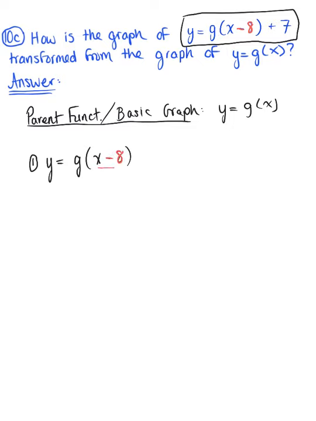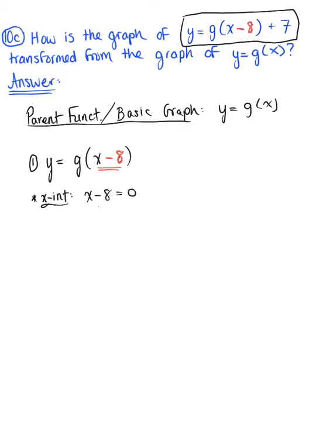Well, notice here that you're subtracting a constant from the x value. So this is indicating a horizontal shift. But what direction are we shifting? Well, let's think about our x-intercept, the horizontal axis. So we have x minus 8 is equal to 0.